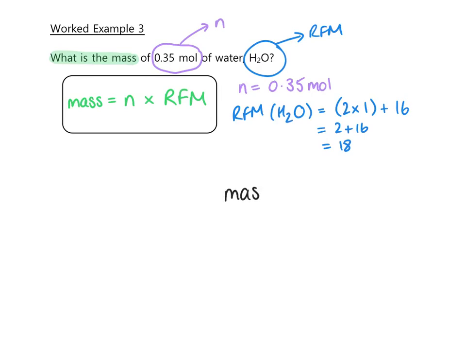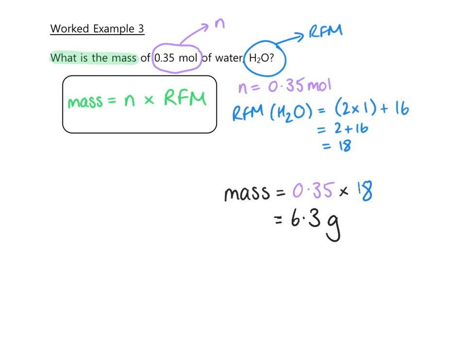So mass is equal to N times RFM. N is 0.35 moles. Your RFM is 18. Again, put that into your calculator, make sure you're getting the same answer. So 0.35 multiplied by 18, you should get 6.3. But we can't leave our answer like that. We must include units. So think about the units of mass. When we use the equation, the mass always comes out in grams. Okay, so the mass always comes out in grams.